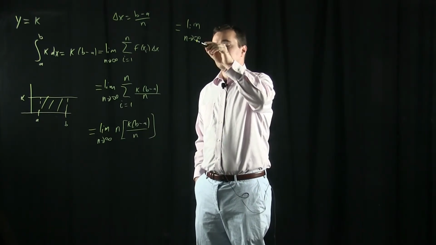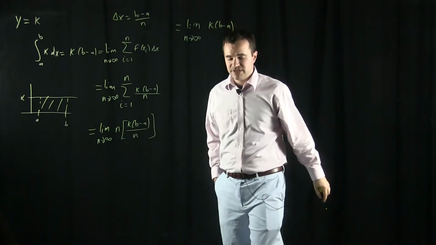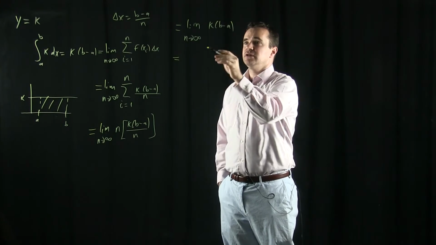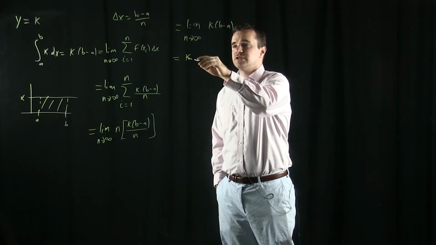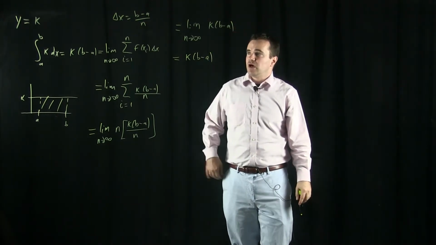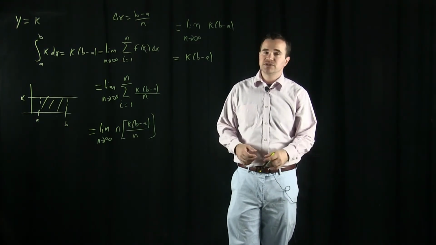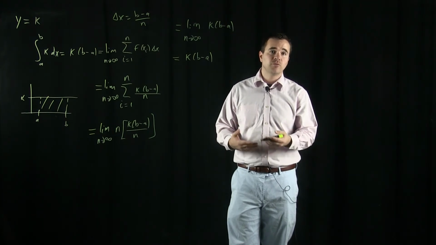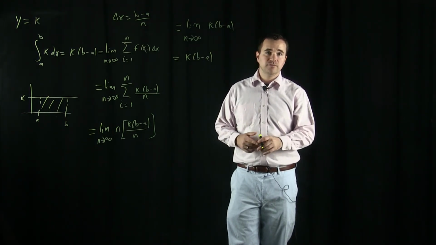And you'll just be looking at the limit as n goes to infinity of k times b minus a. And since k times b minus a is constant, it doesn't depend on n. It's going to stay constant no matter what n is doing. So the answer is just going to be k times b minus a. So on the one hand, I showed you that the integral had to be k times b minus a using my geometric intuition. On the other hand, I was able to show it with what you might call a formal proof using the definition of the definite integral.